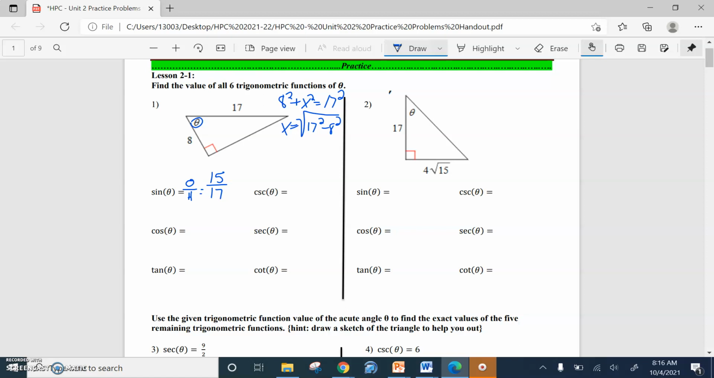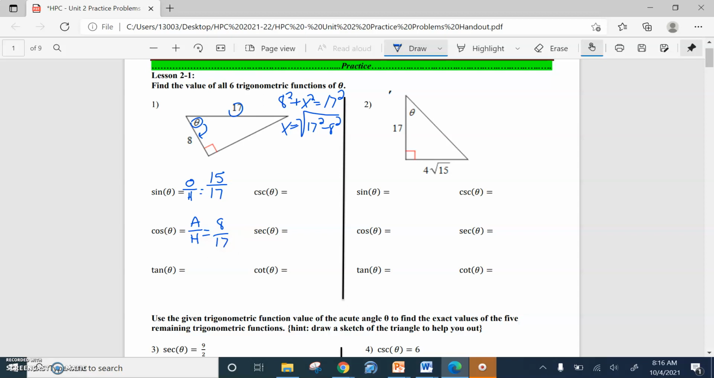So cosine is up next. Cosine we know as adjacent over hypotenuse. And adjacent just simply means next to. So the side next to the angle theta is 8. And again, hypotenuse is 17. So adjacent over hypotenuse becomes 8/17.